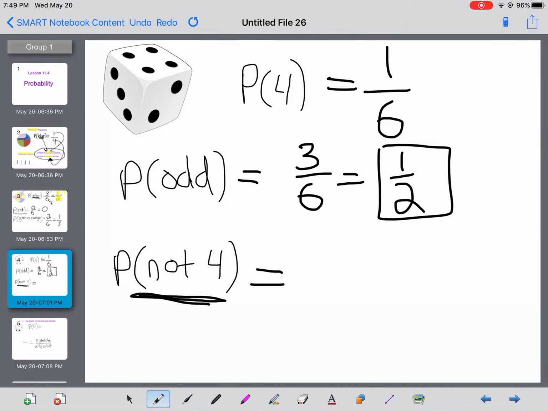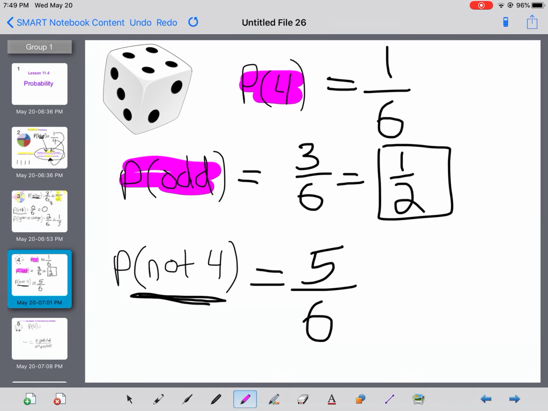Well, if I think about rolling my dice, I could land on 1, 2, 3, 5, and 6. All of those are not the number 4. So that's 5 options out of 6. Okay, so this is what you're going to be seeing in your textbook. Probability of 4, probability of something, or probability of not something. That's how it's going to be written.